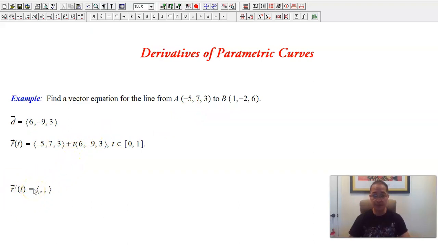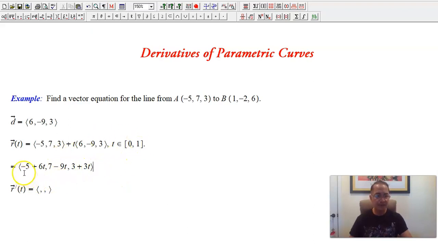Our goal is to find the derivative. So obviously the first thing we want to do is create just one vector. Of course, when we went to GeoGebra, we used the curve command and we had to put everything into a single vector. So we have minus 5 plus 6t for x, 7 minus 9t for y, and 3 plus 3t for z. So that is our final vector function.